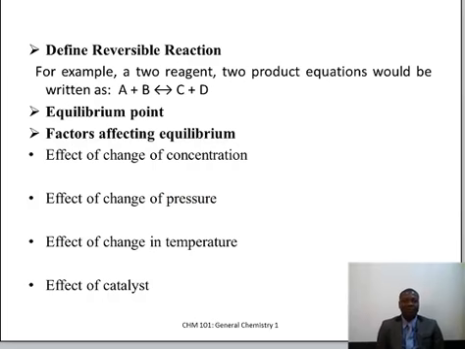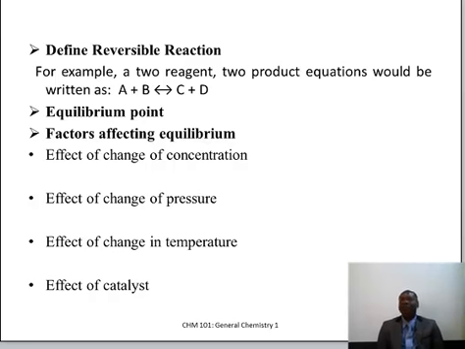Therefore, when you have two reagents and two products, it can be written as A plus B going to C plus D. A reversible reaction is a chemical reaction where the reactants form products that in turn react together to give the reactants back. Reversible reactions will reach an equilibrium point where the concentrations of the reactants and products will no longer change.